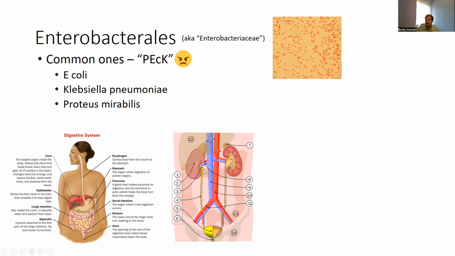So again, this is an example of if you take a stool sample and find E. coli, it's not a big deal. If you take a urine sample and find E. coli and your patient seems like they have a UTI clinically, then it probably is really the pathogen.